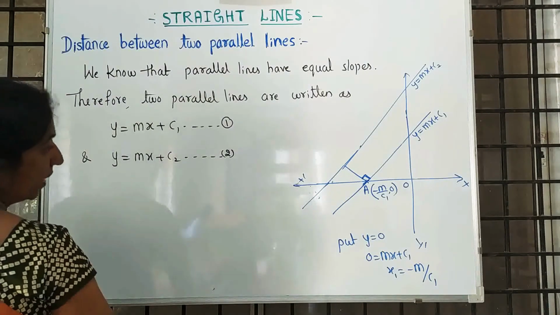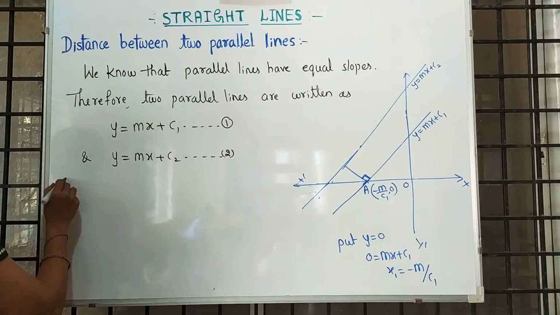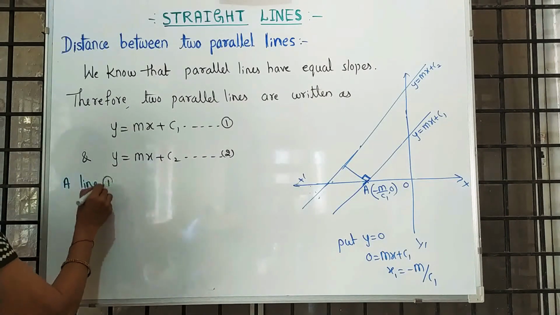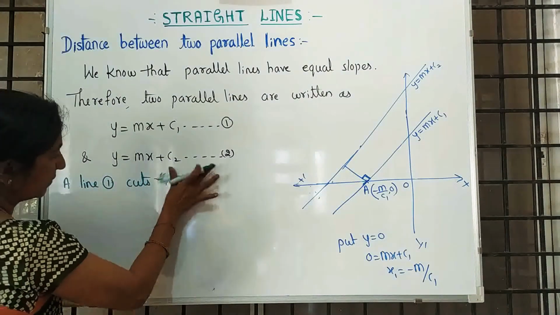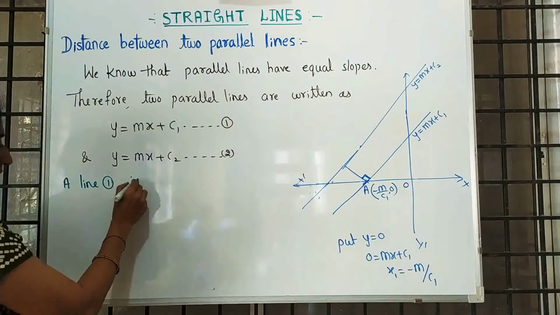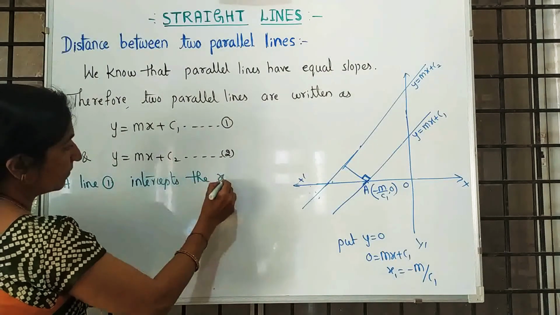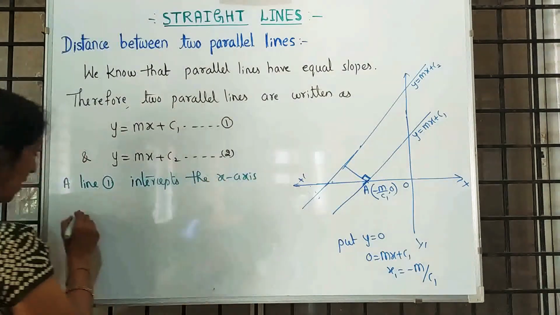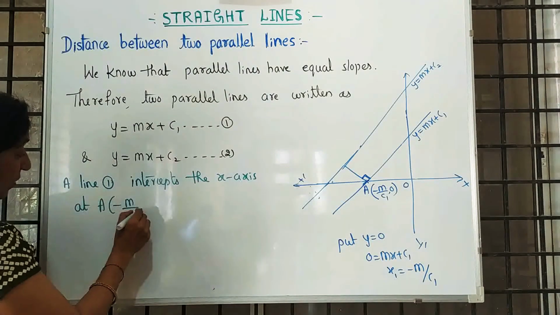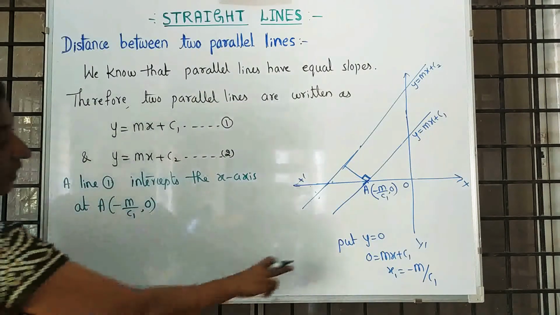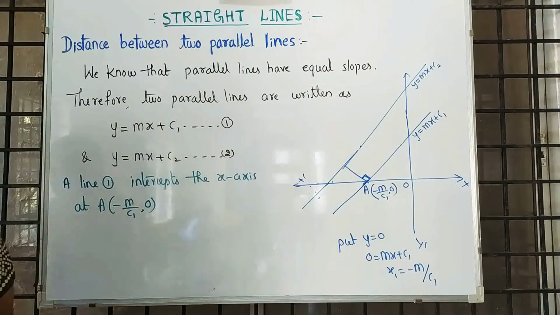Next, line 1 cuts or intercepts the x-axis at A, minus c1 upon m comma 0, because I explained how we got that point, as shown in the figure.